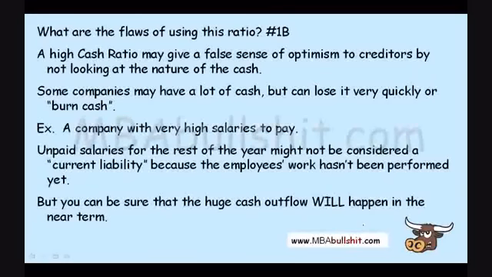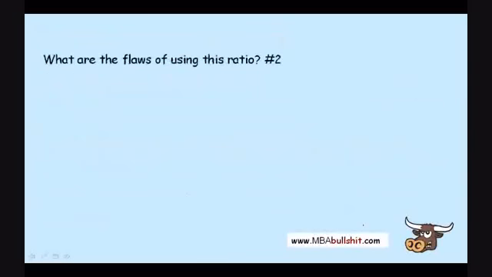liabilities. Because technically an unpaid salary is not yet a liability, or it's not a liability until the work has been done. Okay? So in this case, even if a company has a lot of salaries to pay and is losing cash so quickly like crazy because of high salaries, you might still have a high cash ratio, because the cash ratio formula does not include unpaid salaries. Okay?